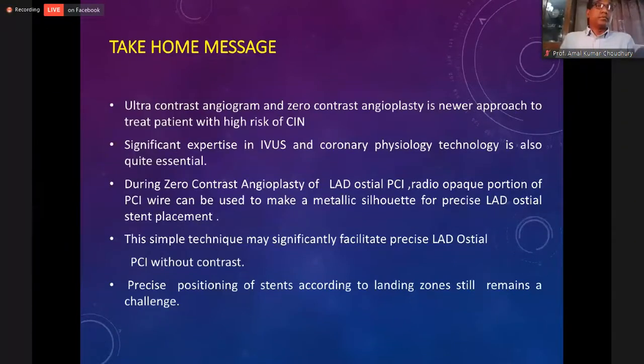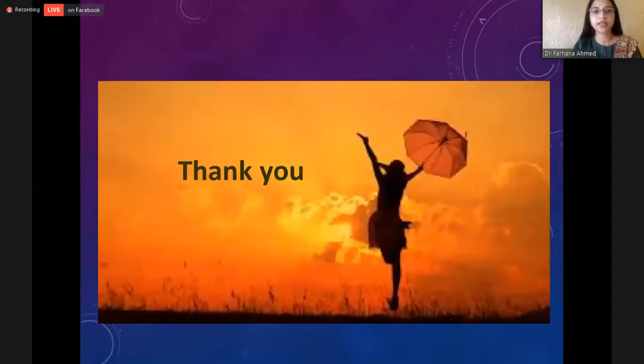Significant expertise in IVUS and coronary angioplasty technology is also quite essential. During zero contrast angioplasty of LAD ostial PCI, the radiopaque portion of the PCI wire can be used to make a metallic silhouette for precise LAD ostial stent placement. This simple technique may significantly facilitate precise LAD ostial PCI without contrast. However, precise positioning of the stent according to the landing zone still remains a challenge. Thank you for your patience in hearing, and thank you BSCI for giving me a chance to present on such a wonderful platform.